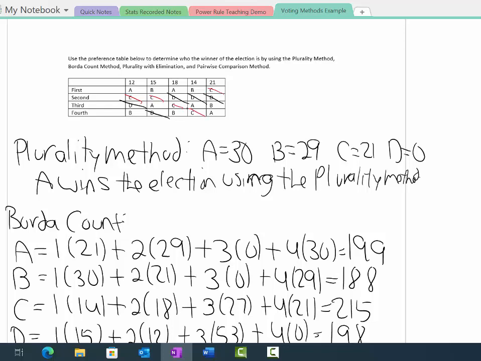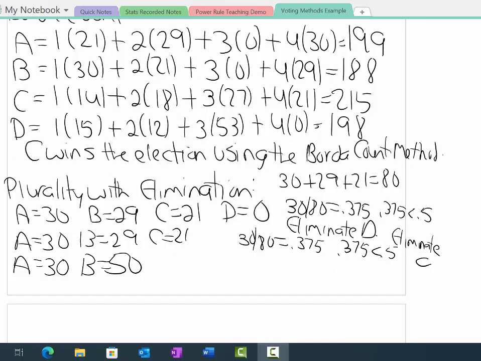Okay, now let's take a look and see who has the first place votes in each column. A here, B here, A here, B here, and then we got to go all the way down to B. So A still has 12 plus 18, that's 30, and B has 15 plus 14 plus 21, that's going to be 50. So I'm going to write that down below. So A has 30, B has 50.